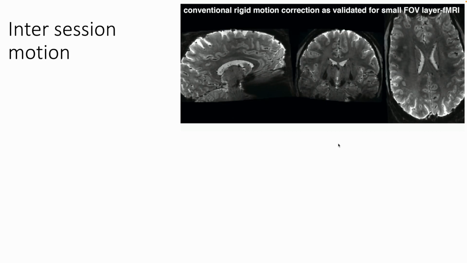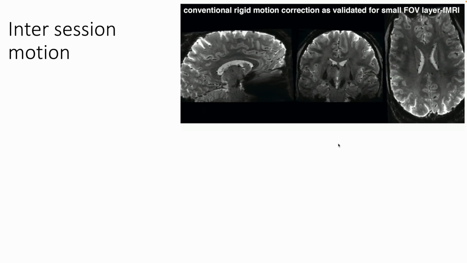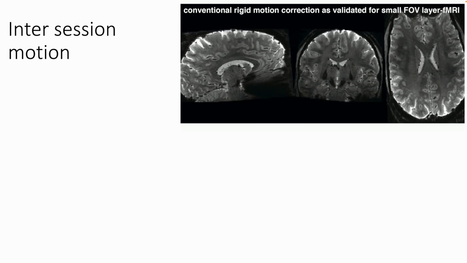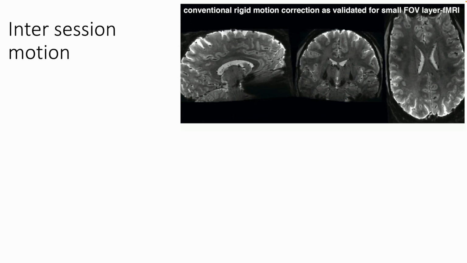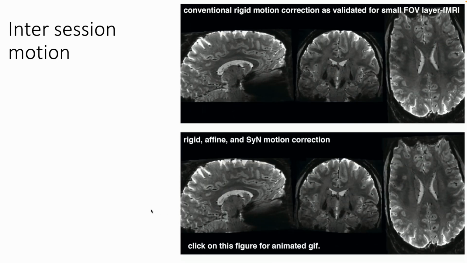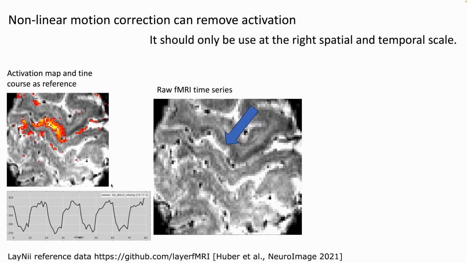With these low bandwidth EPI readouts that we always need, we are specifically sensitive to nonlinear motion, specifically to local distortions. And since in layer-dependent fMRI we are dealing with very noisy data, very often we want to average signals across many sessions. And obviously there's a lot of motion happening across different sessions. So there we need nonlinear models like Arndt's SyN algorithm that can account for most of it.